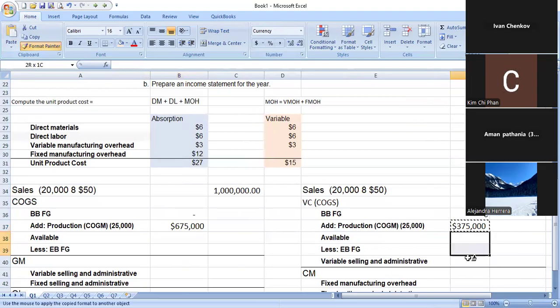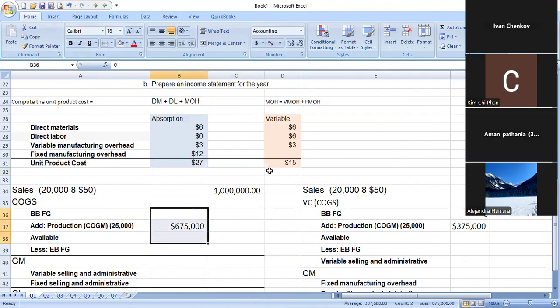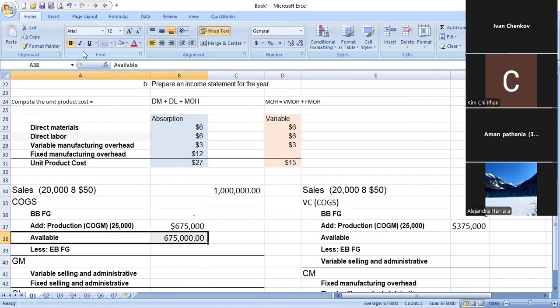I like this formatting here, which doesn't have the zeros. Okay, so the next one, those two are going to give us available, that's a calculation. We don't have to do anything crazy here. Available is just calculation.